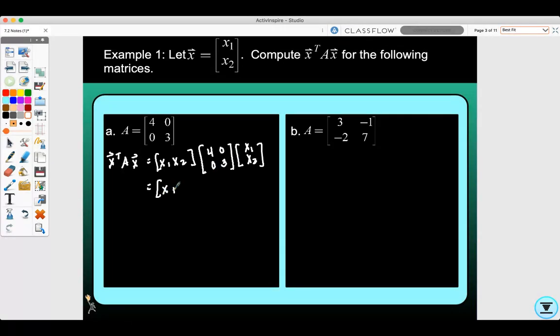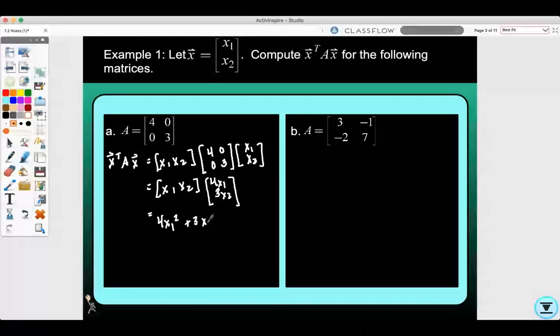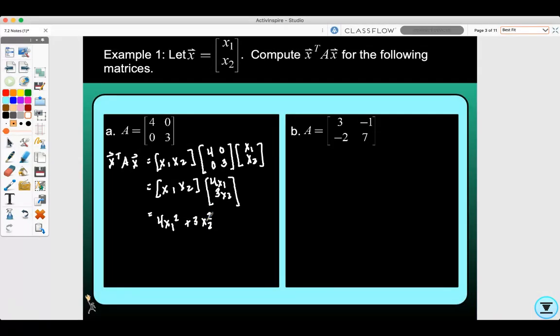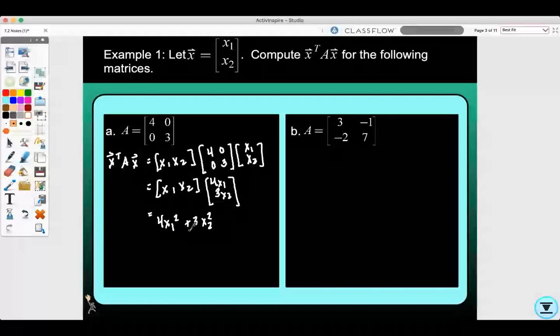So our x transpose will stay here. And when we multiply those, you get 4x1, 3x2. And when we multiply these, we get 4x1 squared plus 3x2 squared. Notice there's no cross product term, and there is none because the off-diagonal entries are 0, 0.